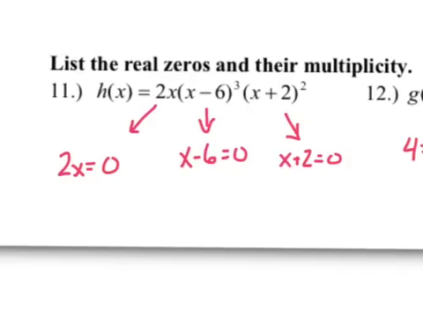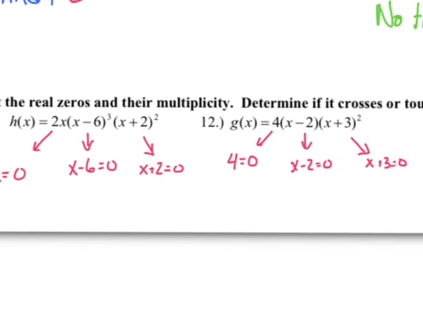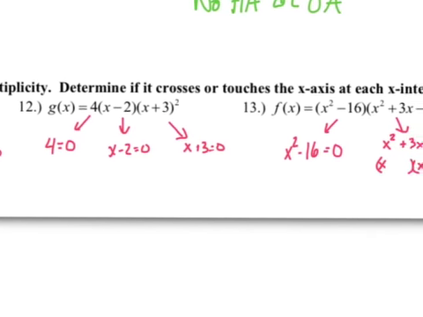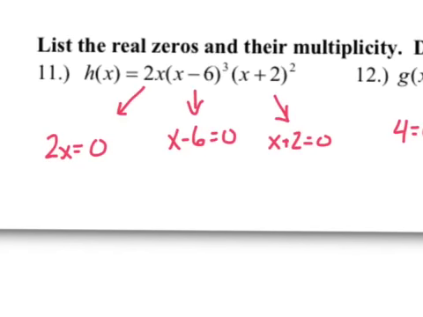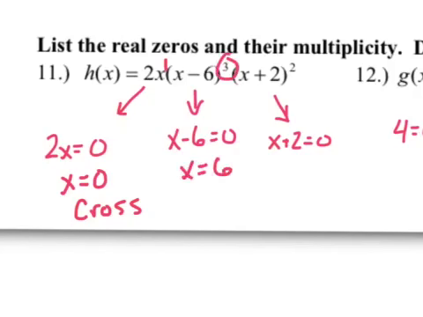We're going to go through this last section really quick. It says list the real zeros and their multiplicity. Determine if it crosses or touches. So since I already factored, we set each thing equal to 0 and we solve. 2x equal to 0, x is 0, the multiplicity is 1, so it's cross. X minus 6 is equal to 0, so x is 6. The multiplicity is 3. It's an odd multiplicity, so it's cross. The last one is x plus 2, so x is negative 2. It's 2, touch.